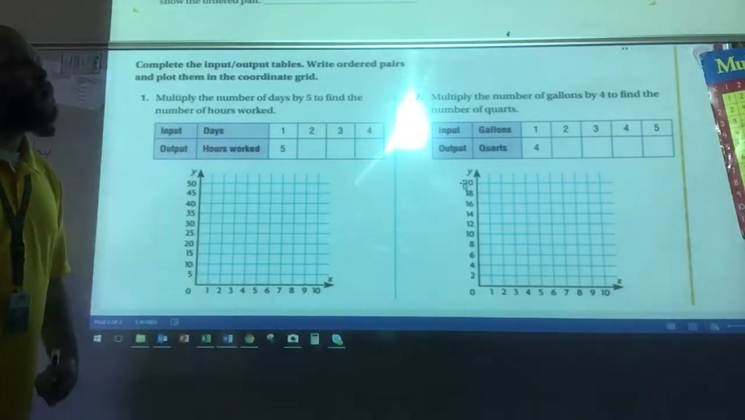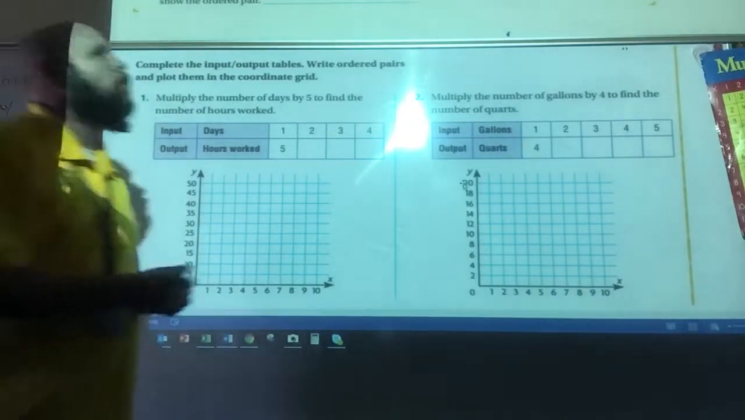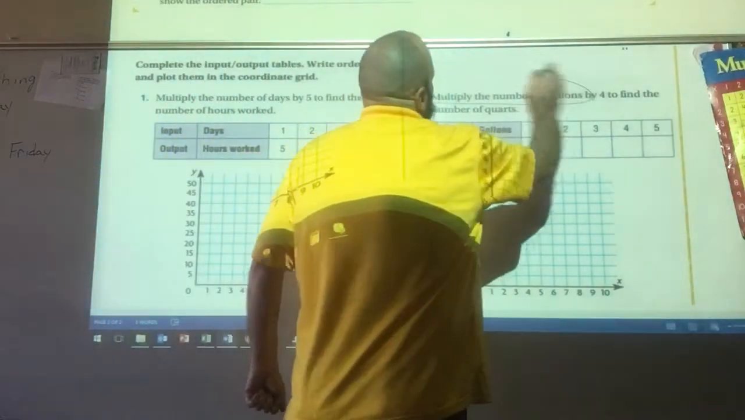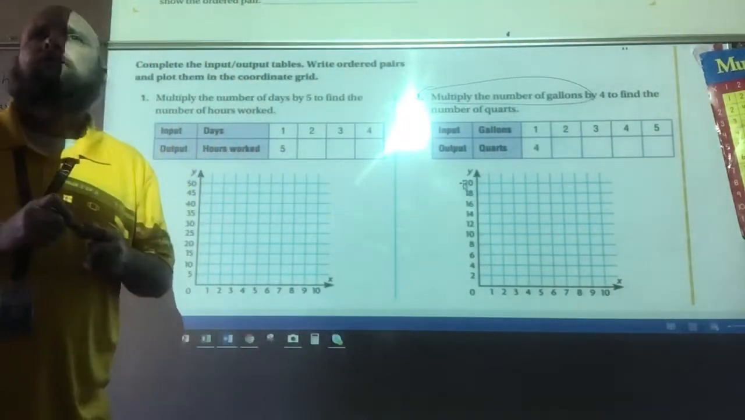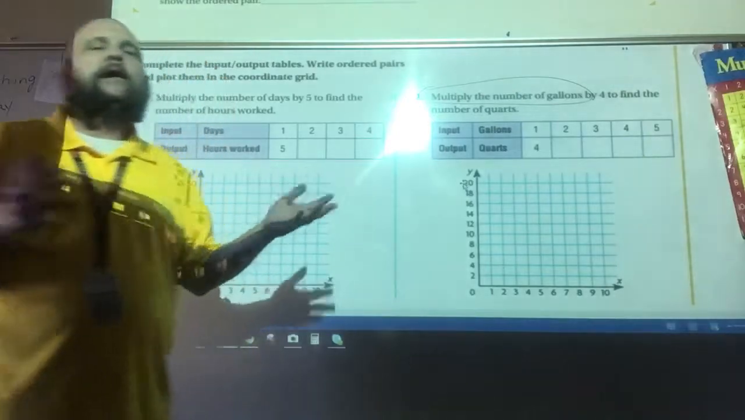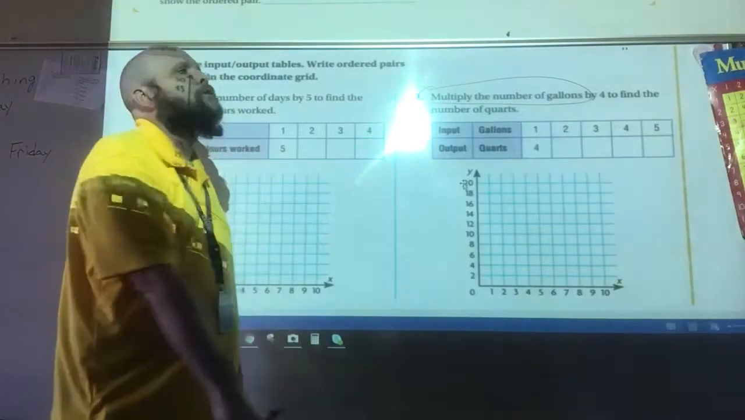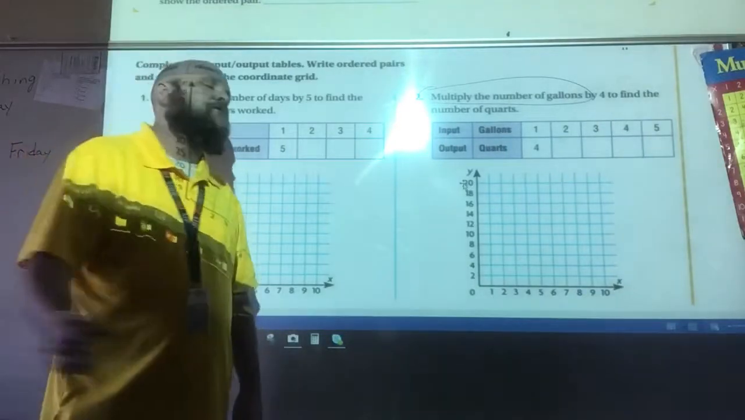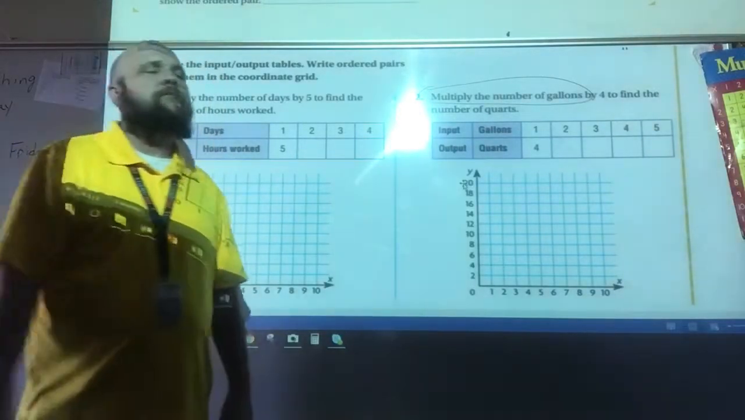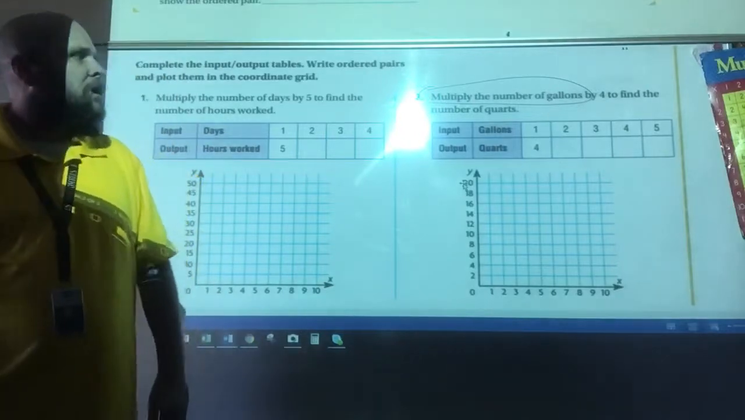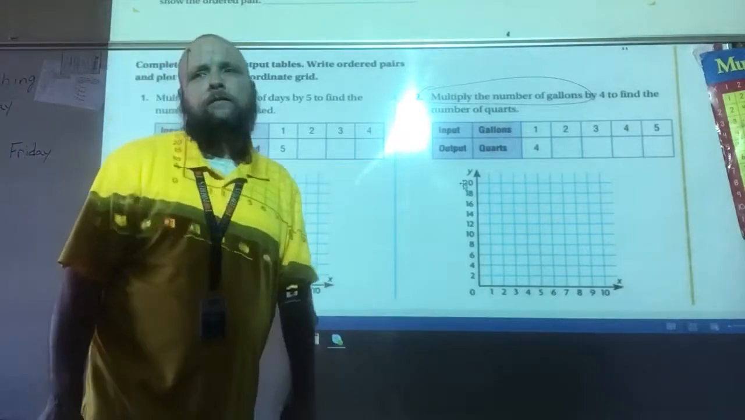All right. Multiply the number of gallons by 4 to find the number of quarts. It is multiplicative. And I know you know the number of quarts in a gallon. If you didn't know it, you'd know it's on your formula chart that you would look at, so that you'd be smart. All right, so it's a multiplicative pattern.